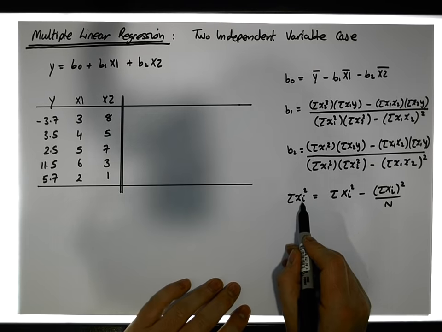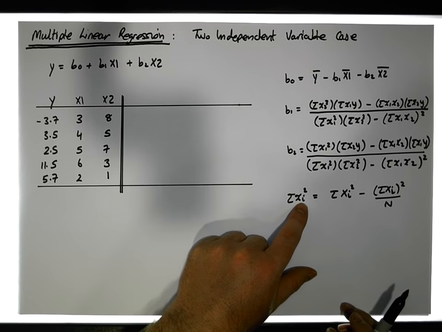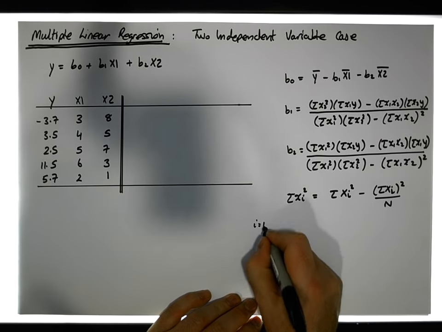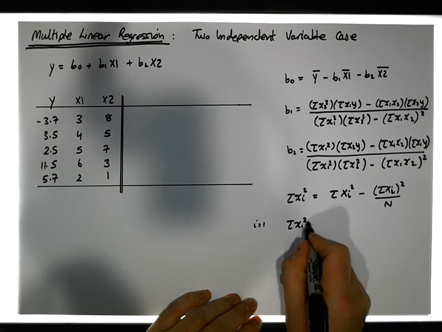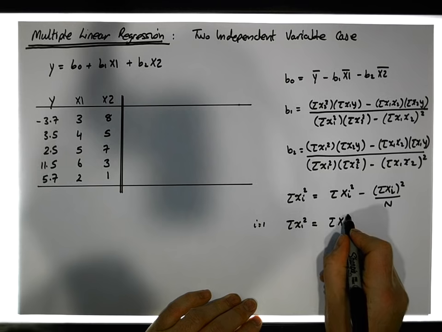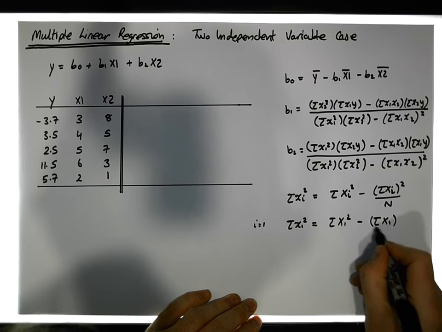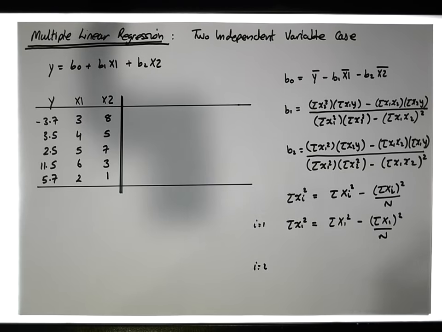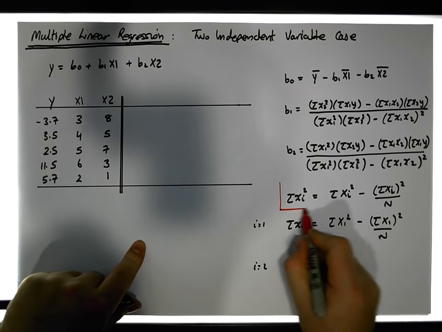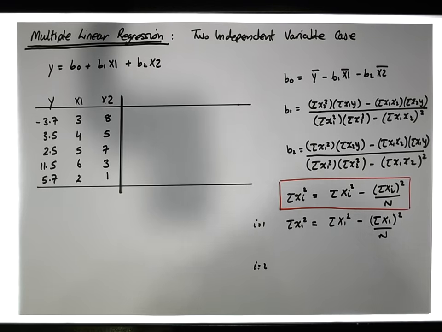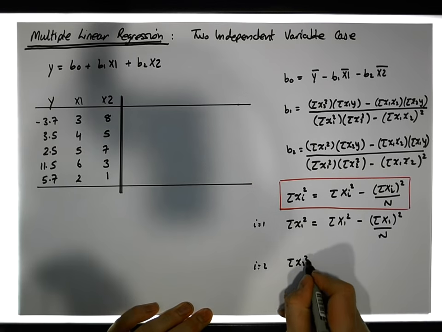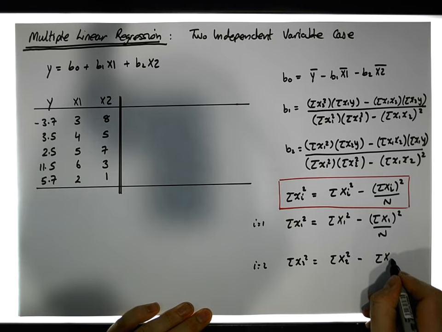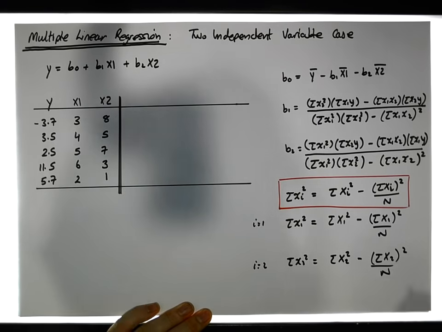We've got two independent variables, so i will initially be one. When i is equal to 1, the formula becomes the sum of the x1 squared values is equal to the sum of the x1 squared values minus the sum of the x1 values, squared, over n. When i is equal to 2, it becomes the sum of the x2 squared values is equal to the sum of the x2 variables squared minus the sum of the x2 variable, squared, over n.